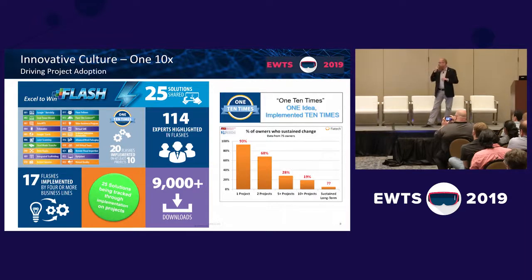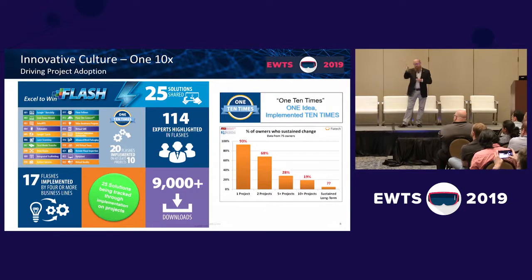So every month, we have a webinar, a WebEx, that brings in and identifies one of these Excel to Win flashes to talk about in more detail. We have a tracking mechanism that identifies, again, a flash, which is basically just an infographic with information on that particular idea. It goes over a little description about what it is, the experts, if there's any ROI, and some examples. So these projects can really get an understanding of what it takes to implement these ideas.